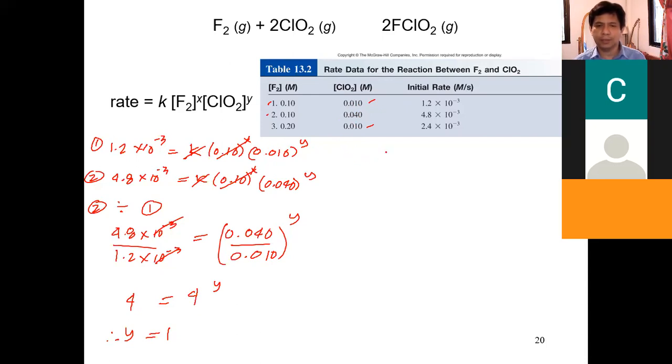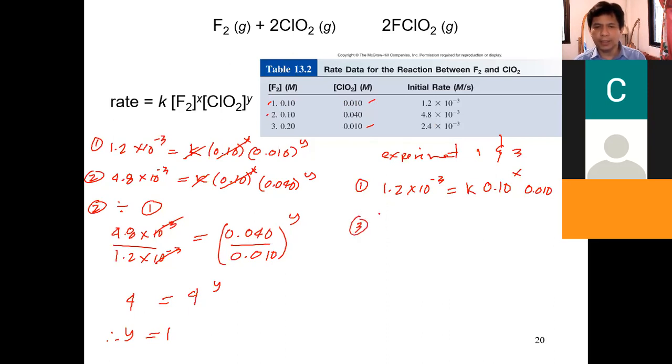You're getting what I'm trying to say. Halimbawa, we're going to use experiment data from experiment 1 and 3. So for experiment 1, the rate is equals to 1.2 times 10 to the minus 3. Ano? Tapos we have K, and then the concentration of F2 is 0.10. We raise this to X. ClO2 is 0.010. Pwede nyo nang gamitin yung 1 na yon. So 1 lang yan. Ano?